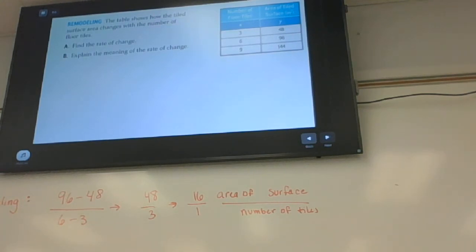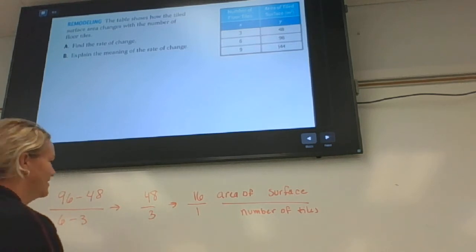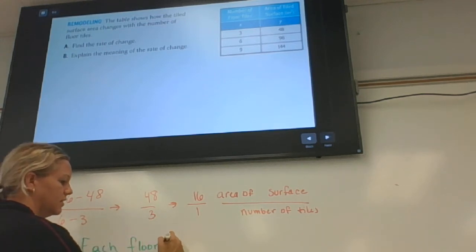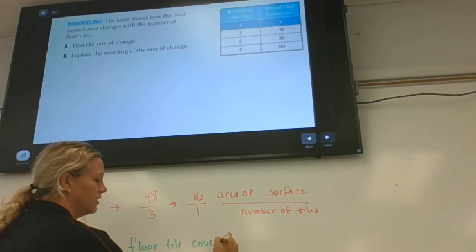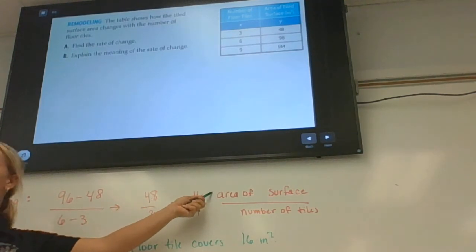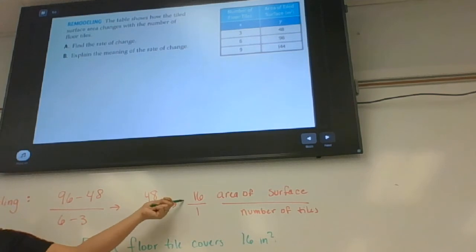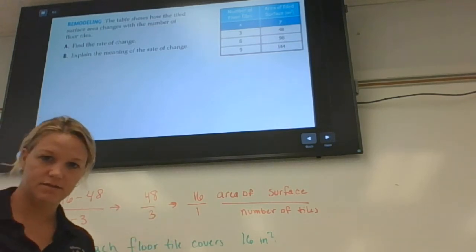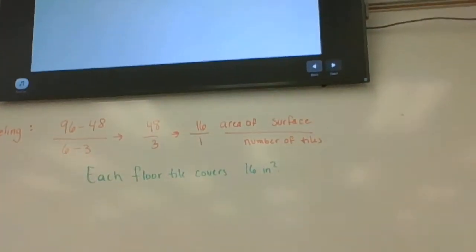Per floor tile, it covers 16 square inches. I'm going to go with the word each. Each floor tile covers an area of 16. Or you could say, if 16 square inches are covered, then 1 floor tile was used. Say it like that. Let's try another one.